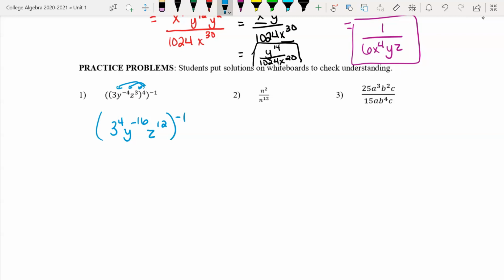So what I would do is distribute the negative 1 now. So I have 3 to the negative 4th, y to the 16th, z to the negative 12th. Now to make it positive, right, y to the 16th is going to stay on top because it's already positive. 3 to the 4th has to be moved to the bottom. Z to the 12th has to be moved to the bottom to make it positive.